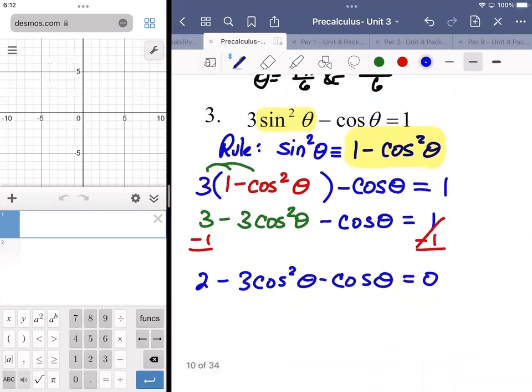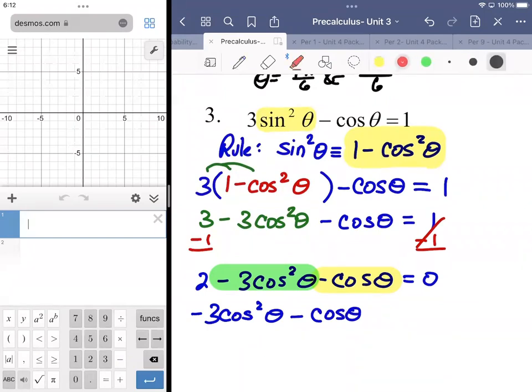But again, I want to have my highest power come first. So I would take this piece and put that in the beginning as a -3 cosine squared theta. Then I'd follow that up with minus cosine theta. And then I'd put the +2 off at the end, because that's our constant, is equal to 0.